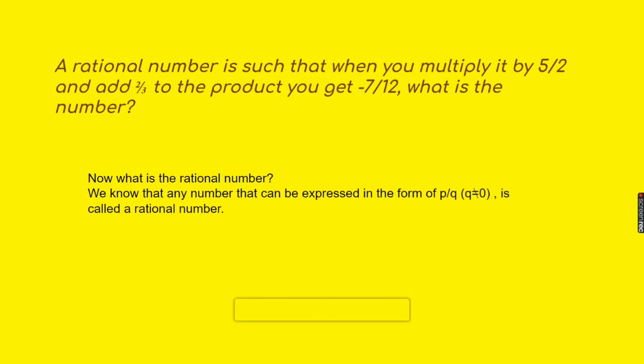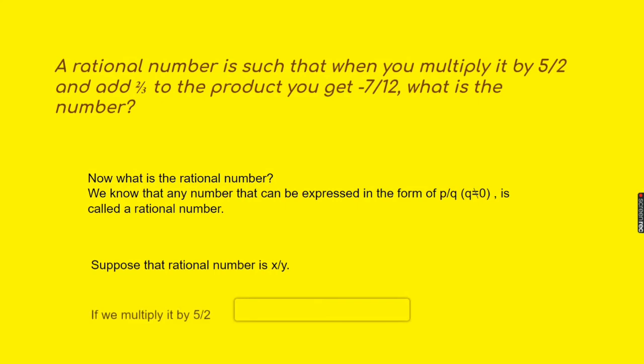Now, what is a rational number? We know that any number that can be expressed in the form of p by q, where q should not be equal to 0, is called a rational number. So, we can suppose that the rational number is x upon y.